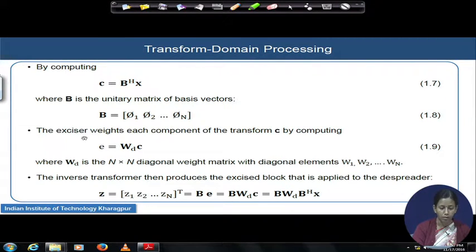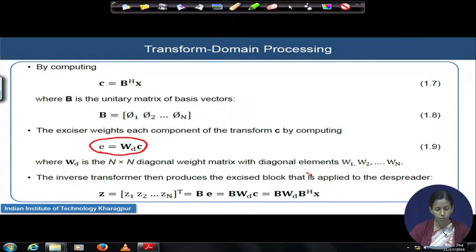Now, when the exciser is in the path, the exciser weights each component of the transform C by computing the exciser weight like this, where W d is nothing but an n cross n diagonal matrix, where the diagonal elements will be put as W 1 to W n.